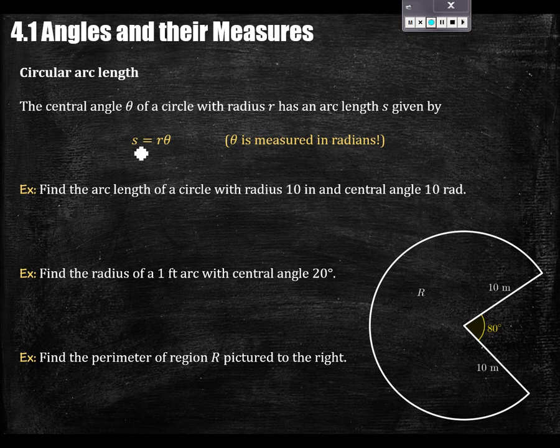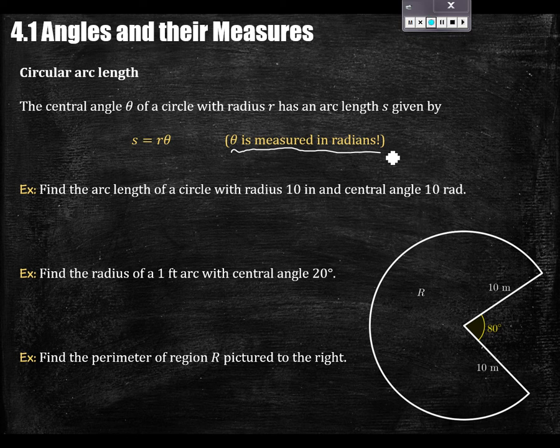Now, this formula is elegant. It's very simple, provided, and this is the big caveat, provided that theta is reported in radians. The only reason the discussion we were just having was so elegant was because theta was in radians. Now, if it's in degrees, then this formula becomes a lot messier. You have to convert to radians.